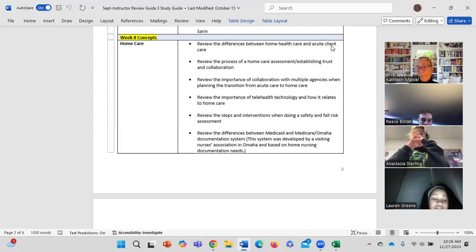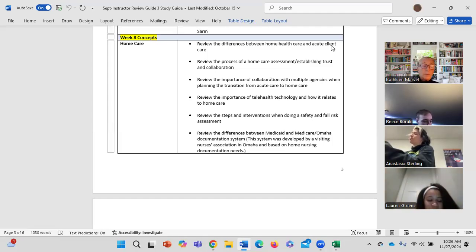Because if they're going home, you want to make sure they have everything they need, from transportation from the facility to home, equipment they may need, supplies, home care set up. Yeah. So home care requires an inordinate amount of collaboration.